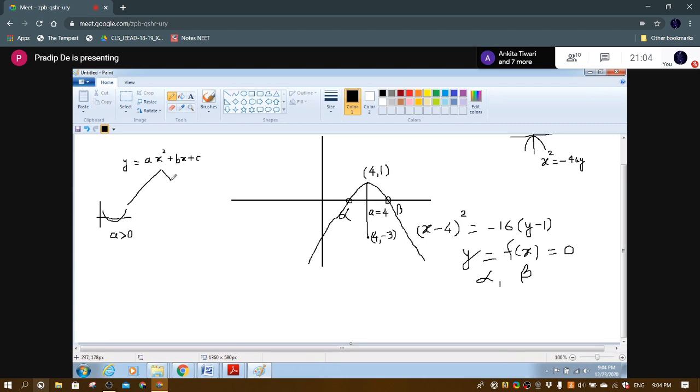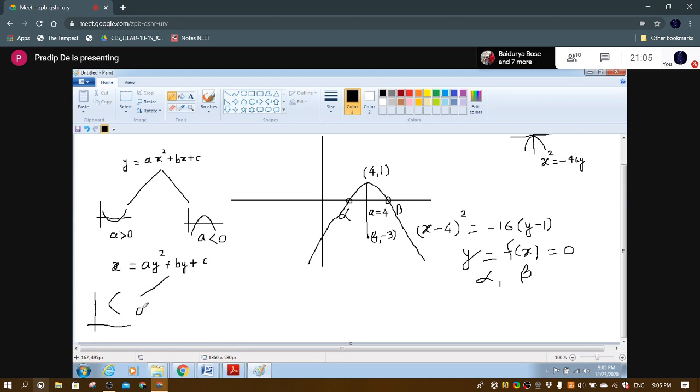this will be like this one. If a is negative, and x equal to ay square plus by plus c, that is x equal to quadratic in y. This will be like this.